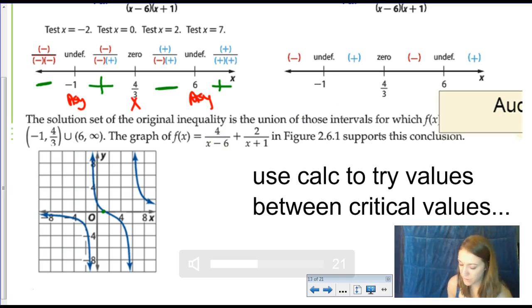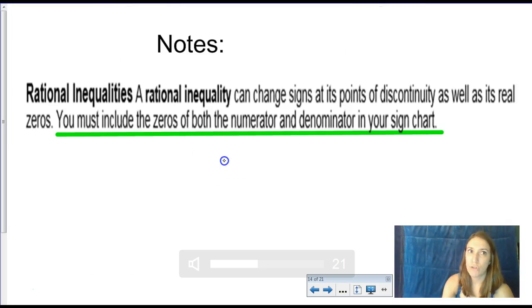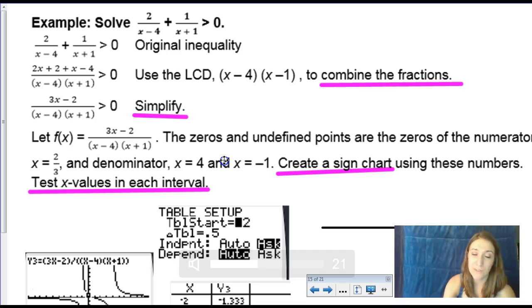So where was our function greater than 0? Now in this case, because it doesn't have an equal to symbol, it's parentheses all the way. So greater than 0 would be from -1 to 4/3, and then 6 to infinity. So I didn't have to worry about, is it an asymptote or is it an x-intercept, because they were all parentheses in that case. Note, a rational inequality can sign change at any point of discontinuity, so you have to worry about both the numerator and denominator zeros for these rational functions.